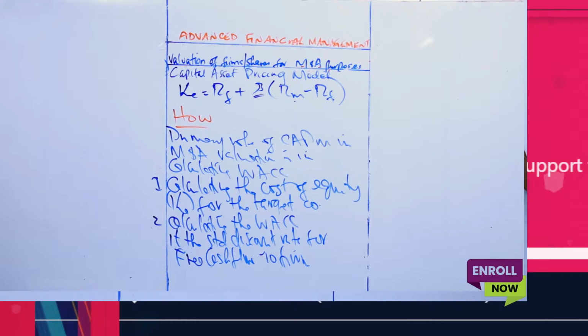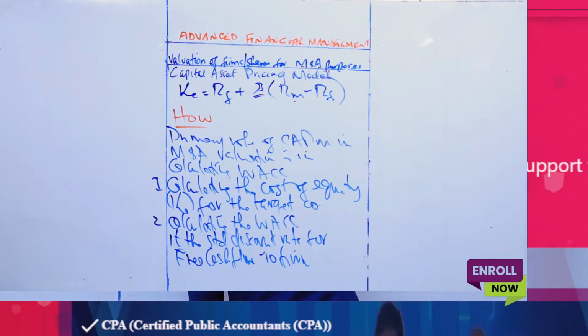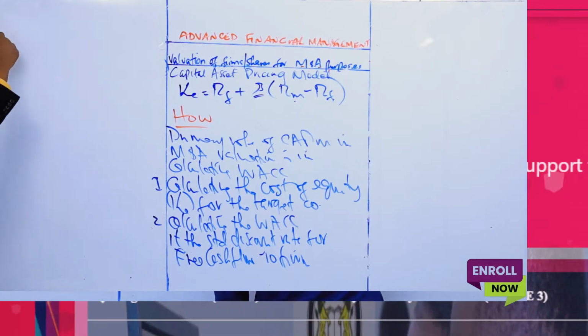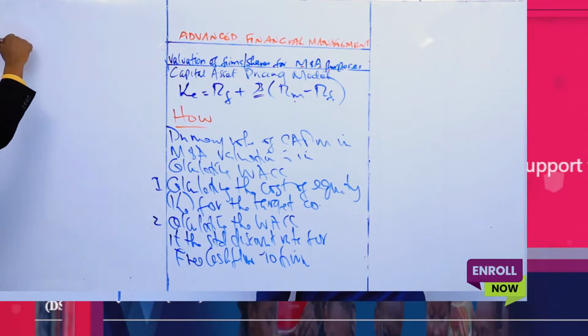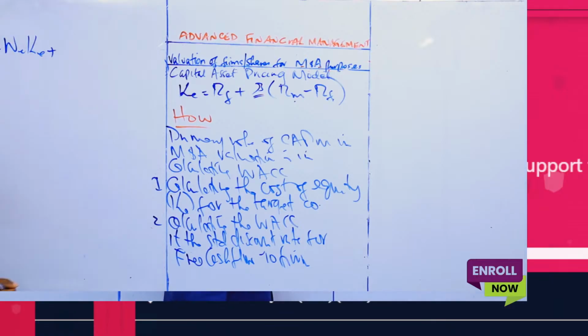Valuation. Then we have commercial mortgage backed securities. The weighted average cost of capital is the weight times KE plus the weight of the securities. Because we are doing the weight.